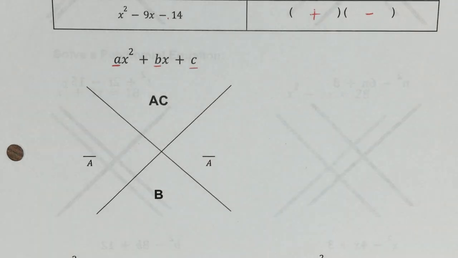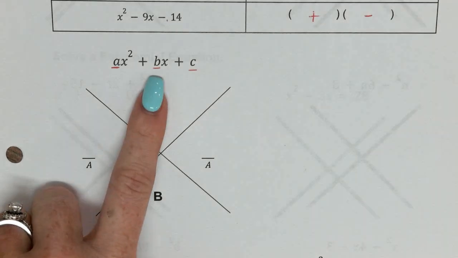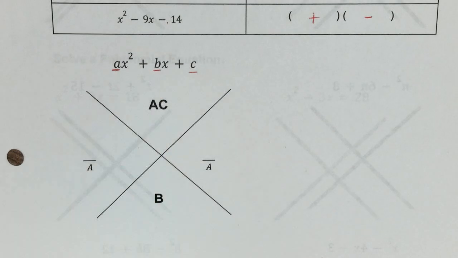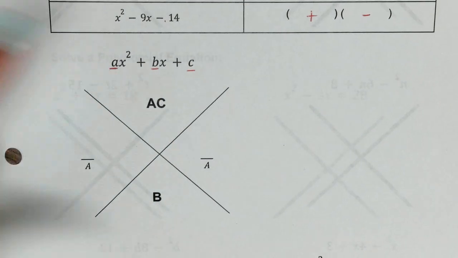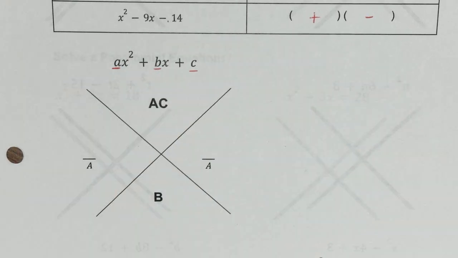Now, they don't all have to be there, because if B had a value of 0, 0 times X is 0. So the A is the one that always has the X squared. The B always just has an X, and the C is always just a regular number. Make sense? Okay. The X method says this.